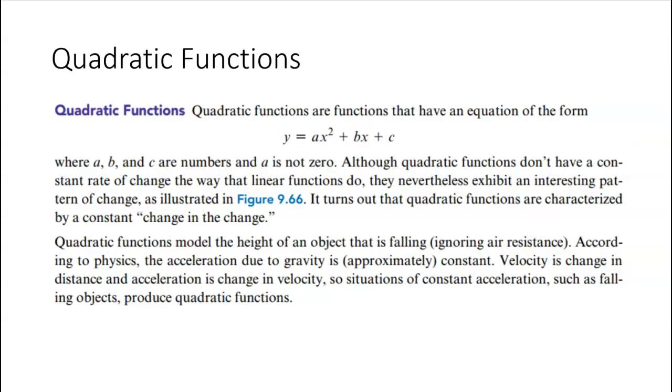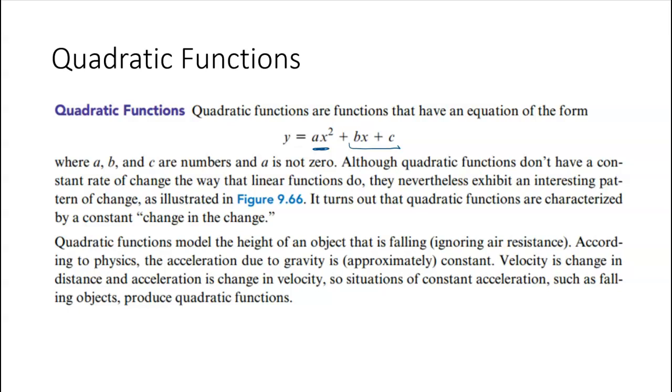Now let's talk about quadratic. So quadratic functions have these forms. Y equals ax squared plus bx plus c. A, b, and c are numbers. And a is not 0 because we want to keep that x squared. Otherwise, it'd just be linear if that was 0. So they don't have a constant rate of change, but they have some interesting patterns. They have a change in the change, and we're going to see that in the next slide.